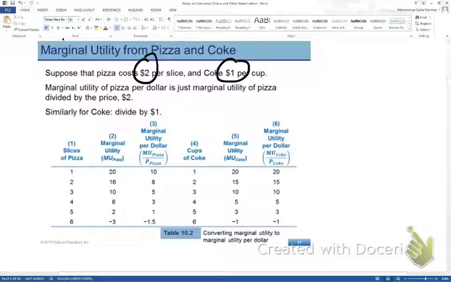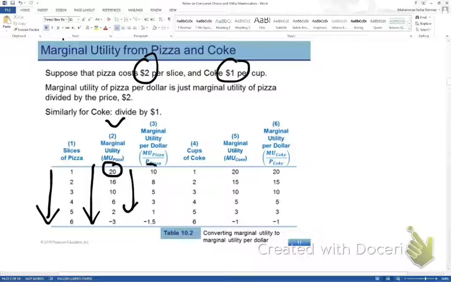So what you see in column number 1 are the units of pizza that you can buy. Column 2 shows the associated marginal utility. Column 3 shows the associated marginal utility per dollar, where you take column 2 and divide it by the price of pizza, which is $2. So when you are buying the first unit, your marginal utility was 20. So the marginal utility per dollar is 20 divided by 2, which is 10.